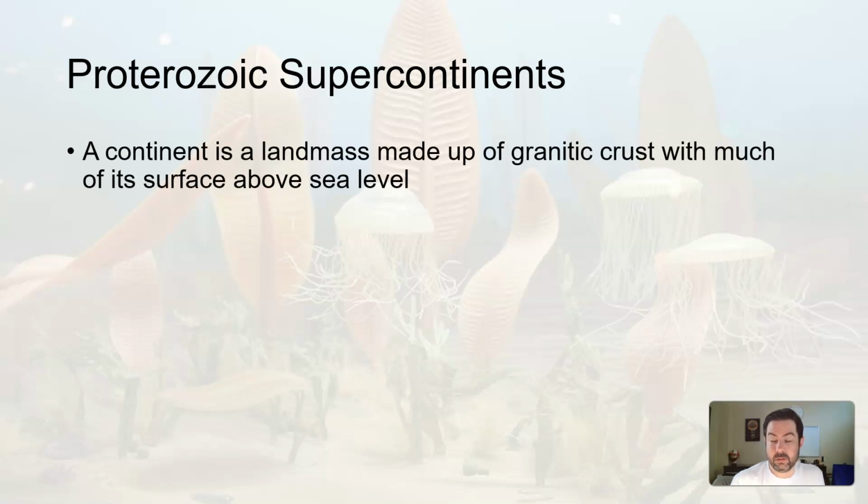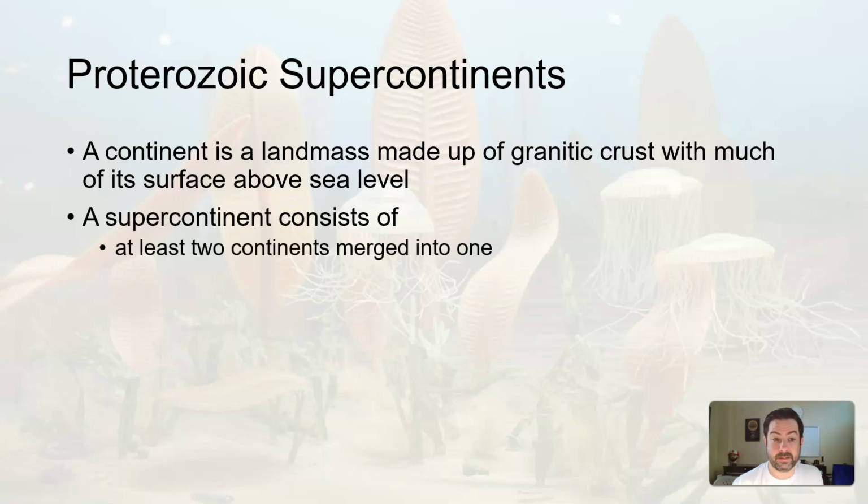Okay, so just in general, a continent is a landmass of crust with much of its surface above sea level, and that crust is granitic crust. When we're talking about continental crust, it's mostly granite. When we're talking about oceanic crust, it's mostly basalts. So again, a continent is a granitic crust with much of its surface above sea level.